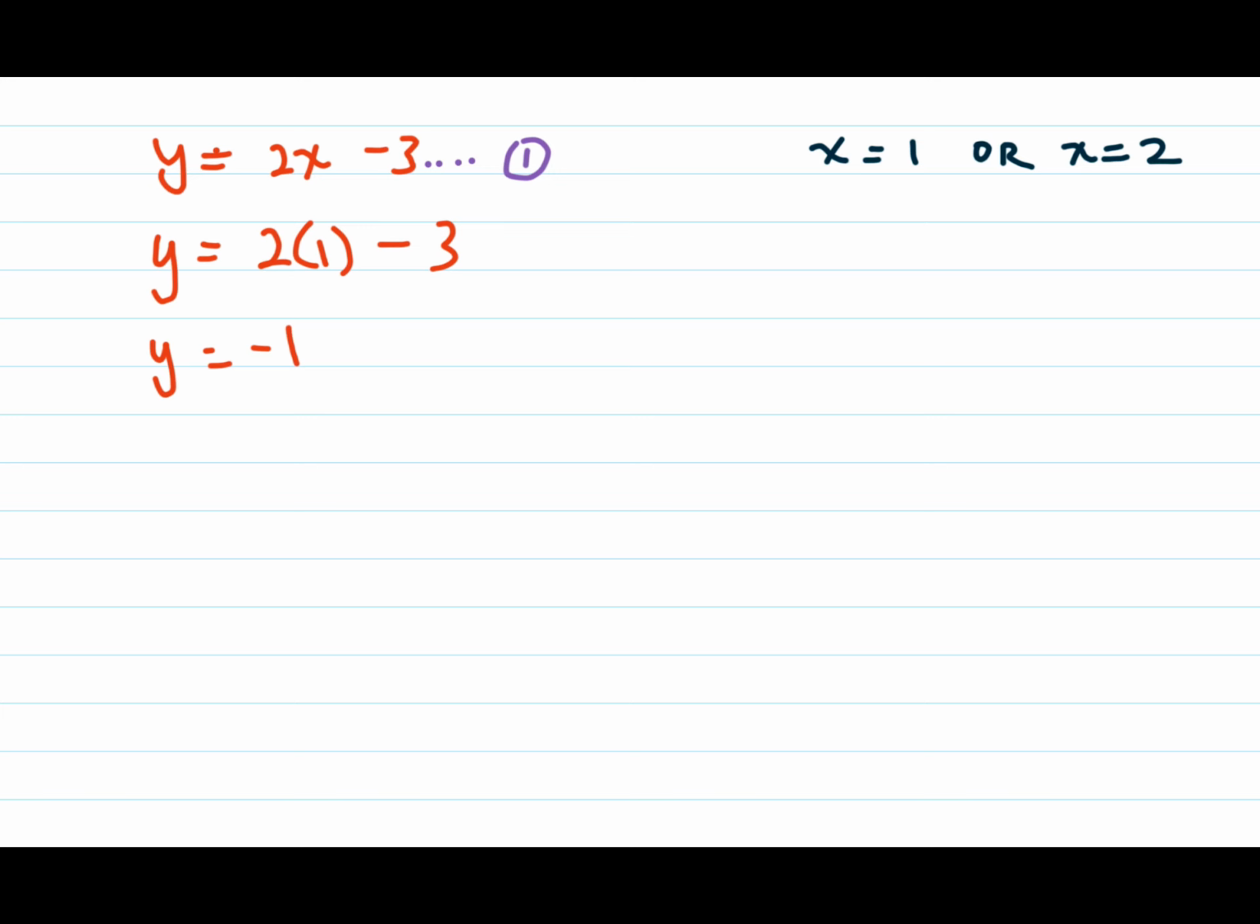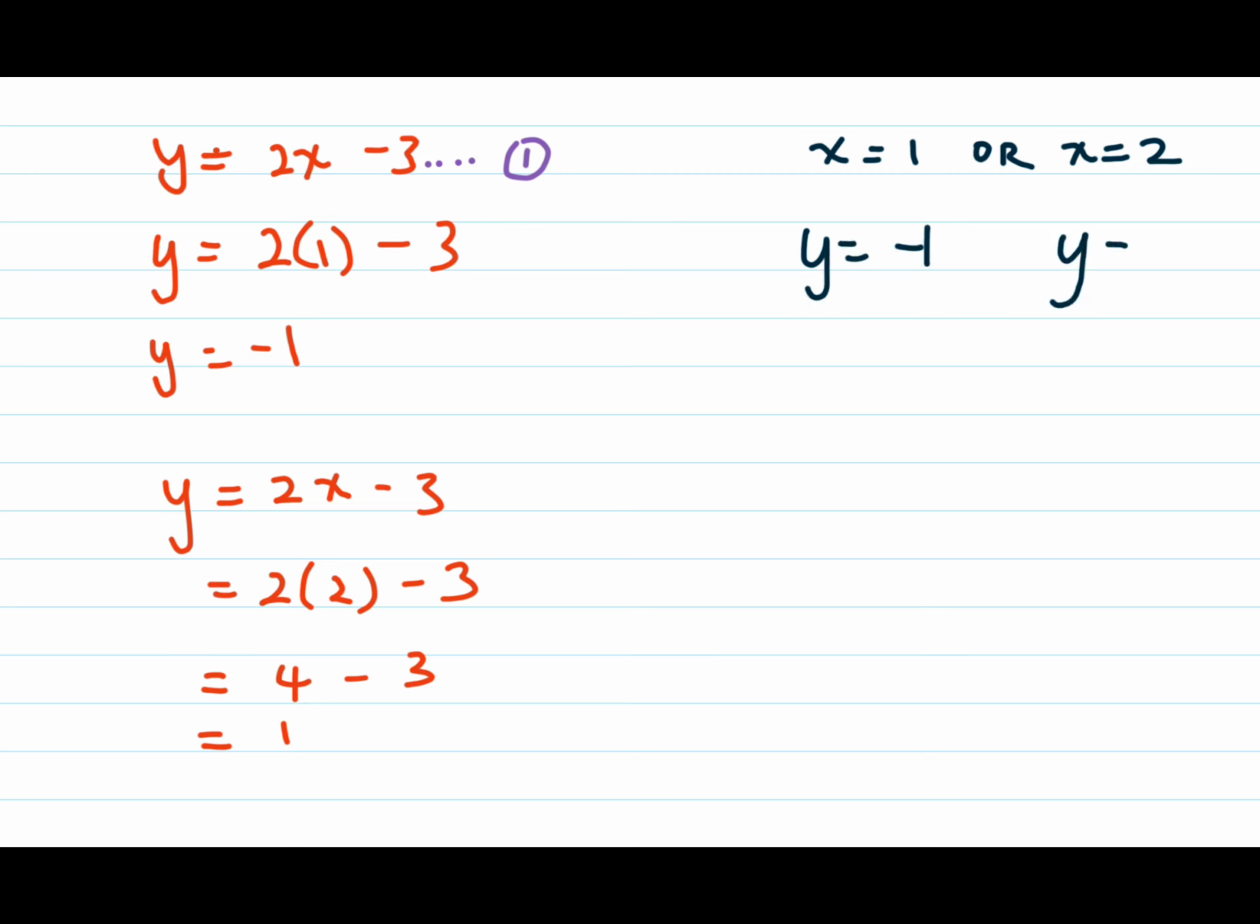And then, of course, we do the same thing for x is equal to 2. So again, we have y is equal to 2x minus 3, and for x is equal to 2, we have 2 multiplied by 2 minus 3. That's going to be 4 minus 3, and y is equal to 1. So there we have the values. For x is equal to 1, we have y is equal to negative 1, and for x is equal to 2, y is equal to 1.